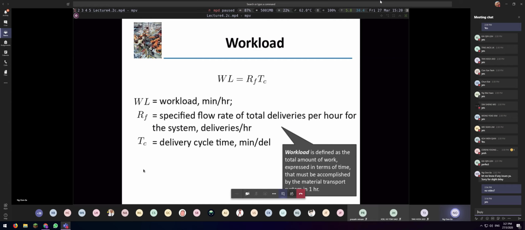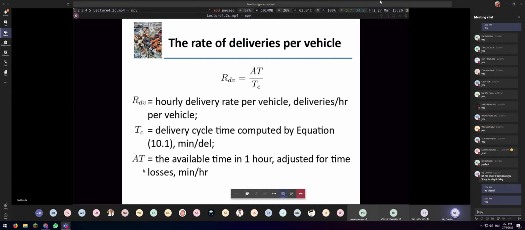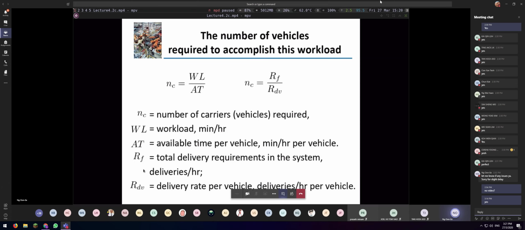So once you have this workload and you have your rate of deliveries for each vehicle, then you could quite easily calculate, oh, this is the number of vehicles that I will need. So I basically need, each vehicle gives me a certain number of hours for delivery, and I need this amount of workload. So I divide that, and this is the number of carriers I will need. You probably need to round up, obviously, because number of carriers is an integer. It's not a floating point number. Okay, so this is also equal to the total delivery requirements divided by the delivery rate per vehicle.